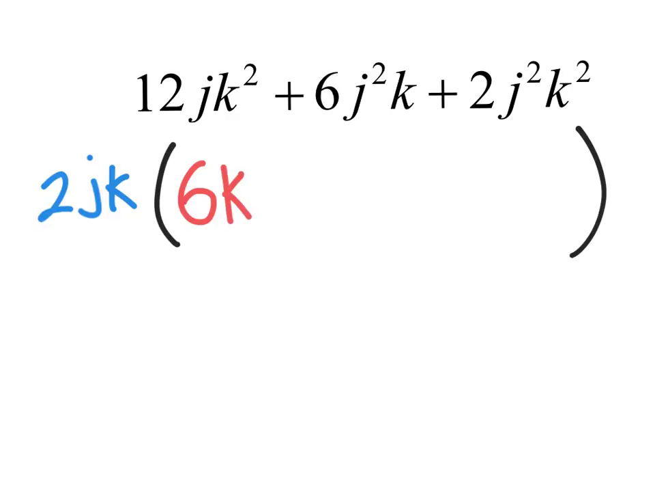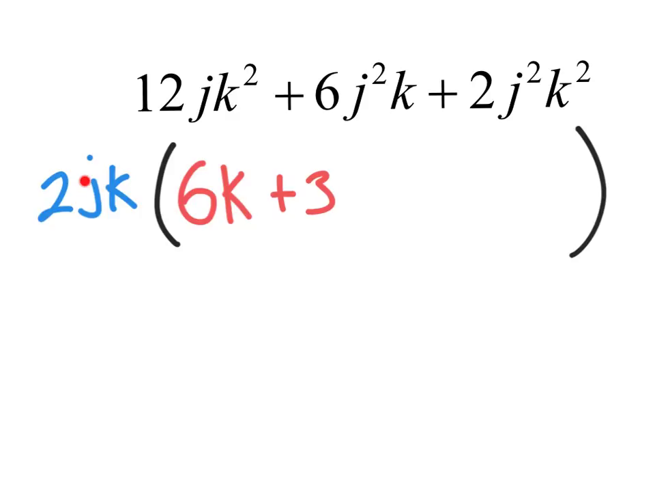6K. Now again, the way to do this, think 2JK times what gets us 12JK squared. You're going to think 2 times 6 gets us 12. J times, you don't have to worry about it because there's only a J. K times K gets us K squared. So let's do it one at a time here. 2 times what gets you 6? And of course, it's going to be a positive 3. So let's put plus 3 right here.